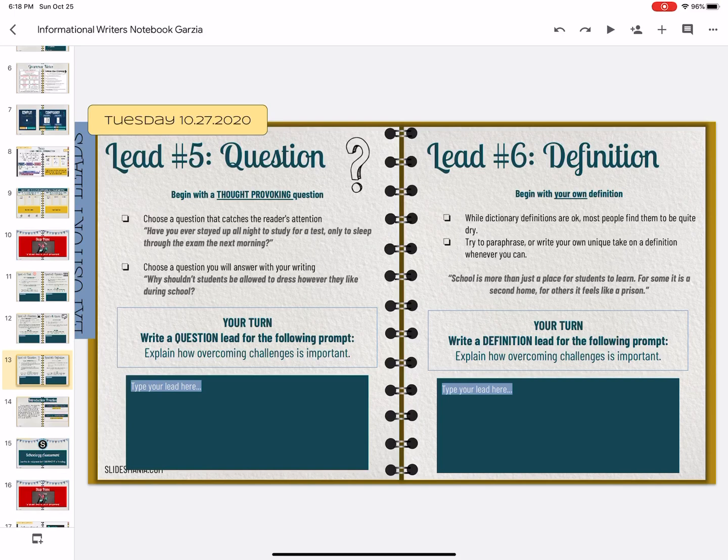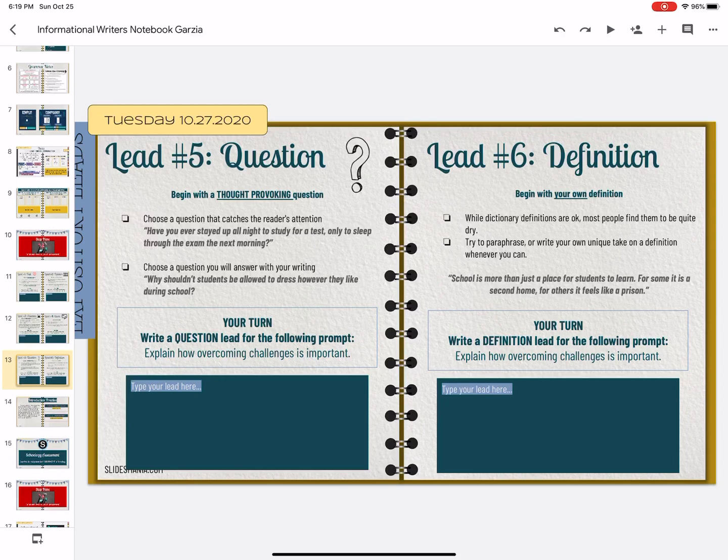So another one. Choose a question that you're going to answer in your writing, okay? You will discuss this. Why shouldn't students be allowed to dress however they like during school? So clearly that is going to be an essay that's about dress code. So now you are going to create a thought-provoking question for the prompt. Explain how overcoming challenges is important. Do not say, do you think overcoming challenges is important? Because you're just restating your prompt. That's silliness. That's not thought-provoking. Because everybody's going to say, yeah, it is important to overcome challenges, and your point is, we all know this, we want something interesting and thought-provoking.